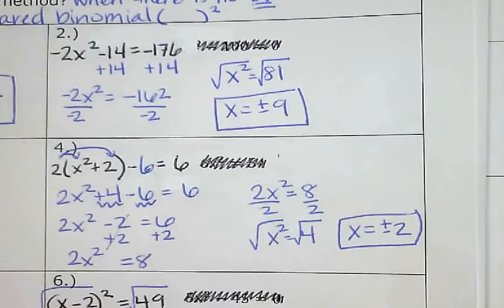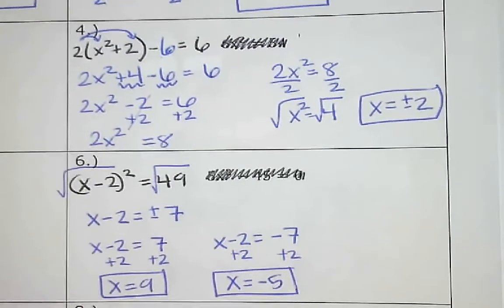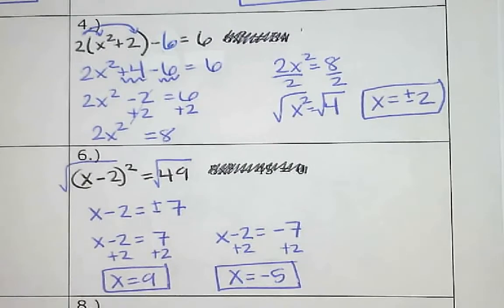Okay, for number 6, I'm going to show y'all this one. This one's not too bad. All right? So we take the square root of x minus 2 squared and 49, and we got x minus 2 is plus or minus 7.